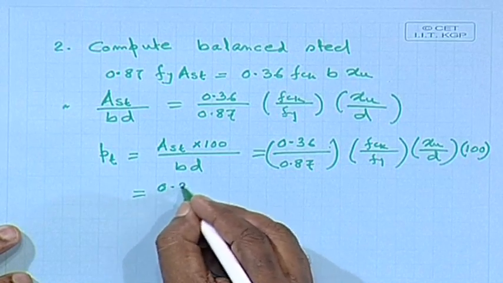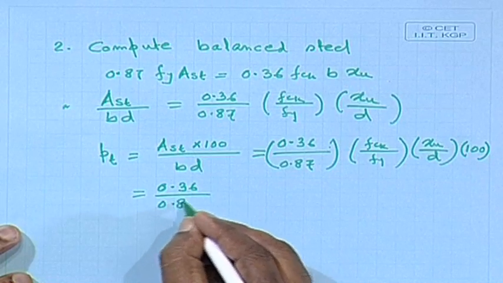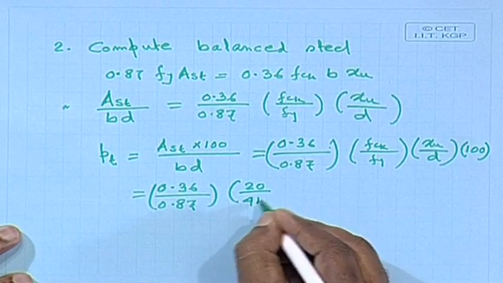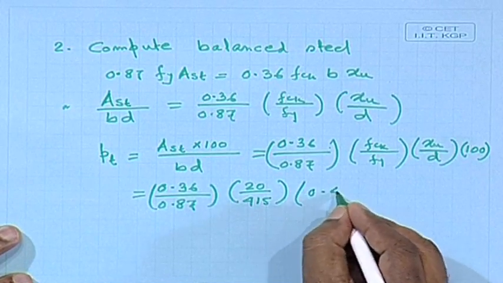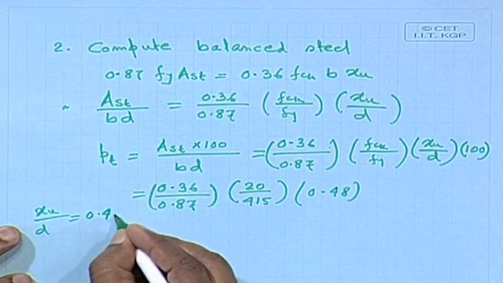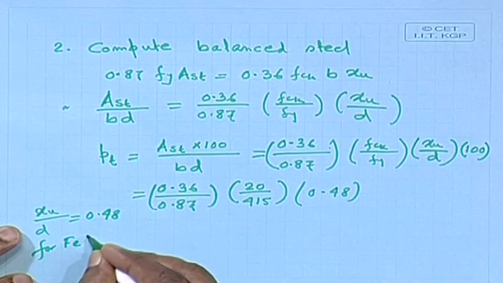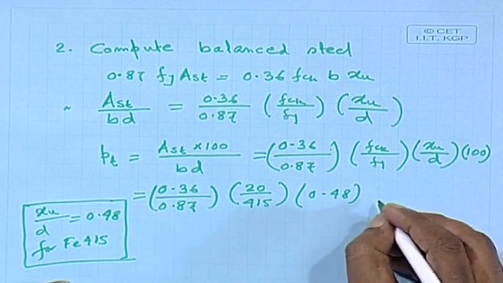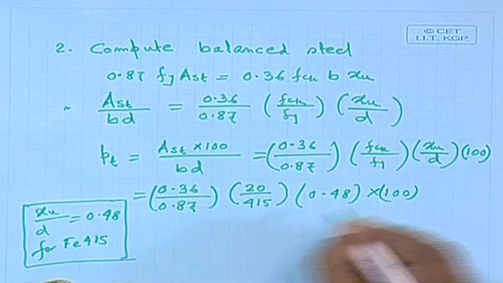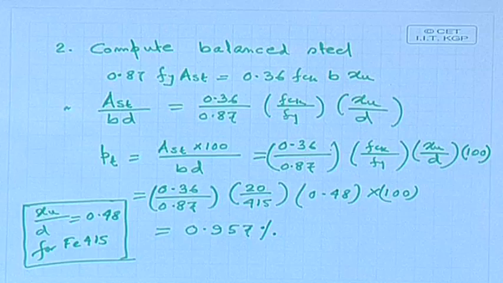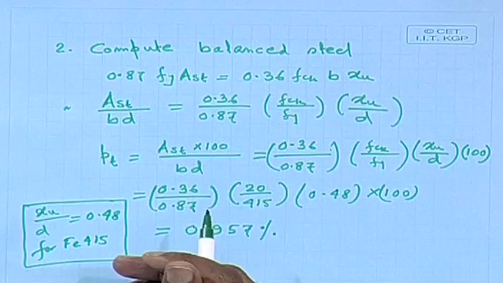Equal to 0.36 by 0.87 times 20 by 415 times 0.48, where xu by d equals 0.48 for Fe 415. Okay, times 100 equals 0.957%. So, balanced steel, that is 0.957%.